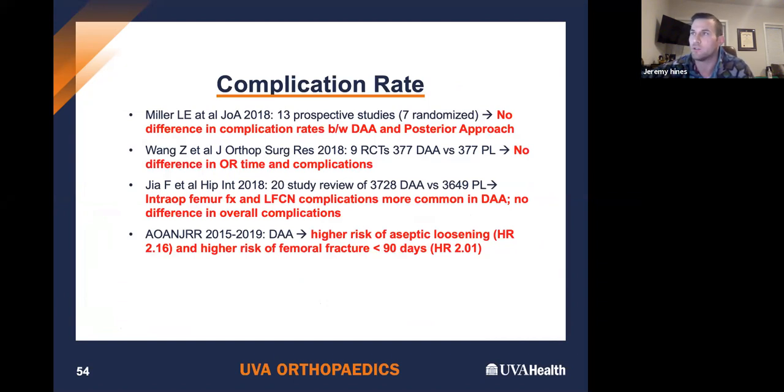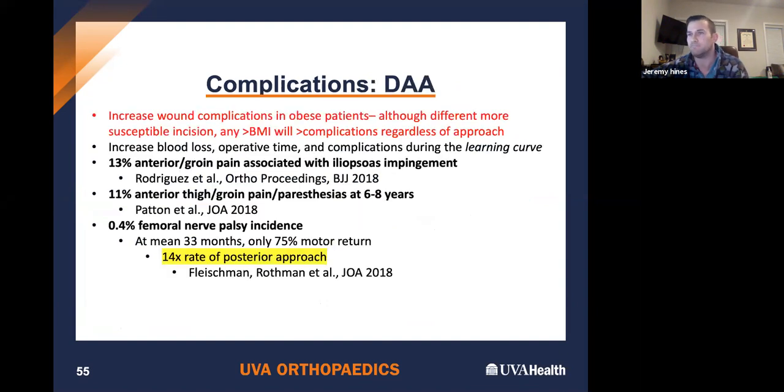Some more complication rates between randomized controlled trials. Basically no difference in complication or OR times between the approaches. There was a higher risk of aseptic loosening, and this is the Australian Joint Registry at the bottom between 2015 and 2019, and higher risk of femoral fracture within 90 days with the direct anterior approach. And that's probably something that I'm going to hit home on later on. With the direct anterior approach, especially early on, there may be longer OR times and more risk of bleeding.